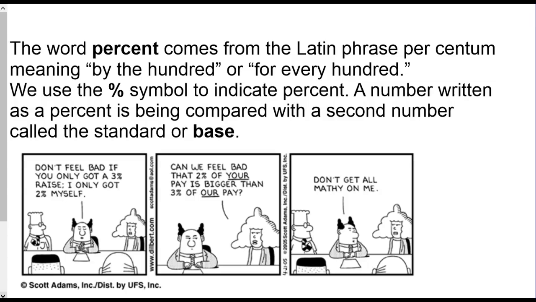So the word percent comes from percentum, which means by the 100 or for every 100. So that's why you see a number written over 100 is a percent, and we use a percent symbol. And so it's being compared to a second number, which is called the standard or the base, so 3% of something.